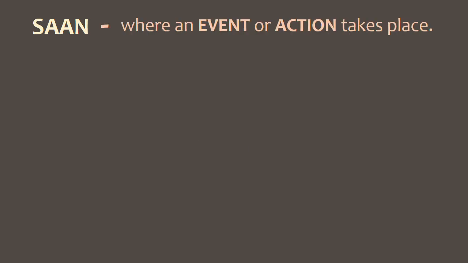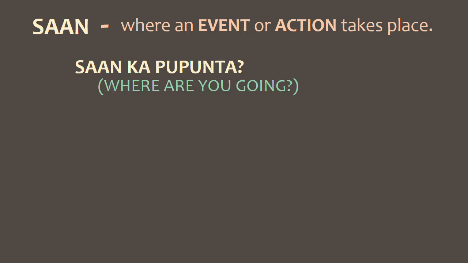Saan is used when you're asking where an action or an event is taking place. Halimbawa, saan ka pupunta? Where are you going? So here, you're not asking for a location of a person or an object. Instead, you're asking where the person is going. So there's an action there.